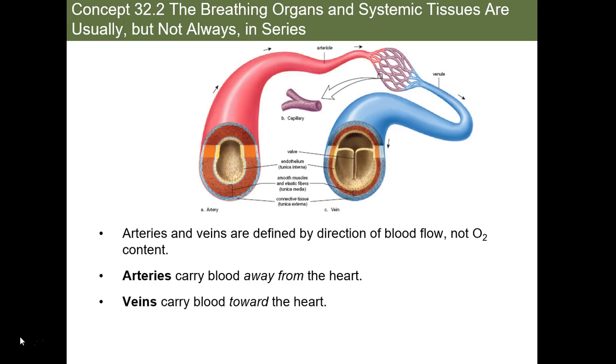Arteries and veins are defined by the direction of blood flow. Arteries carry blood away from the heart, while veins carry blood toward the heart. Perfusion refers to flow of blood through a tissue or organ.